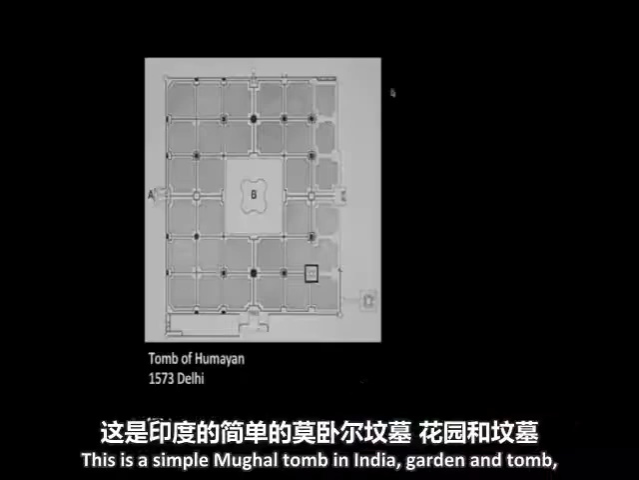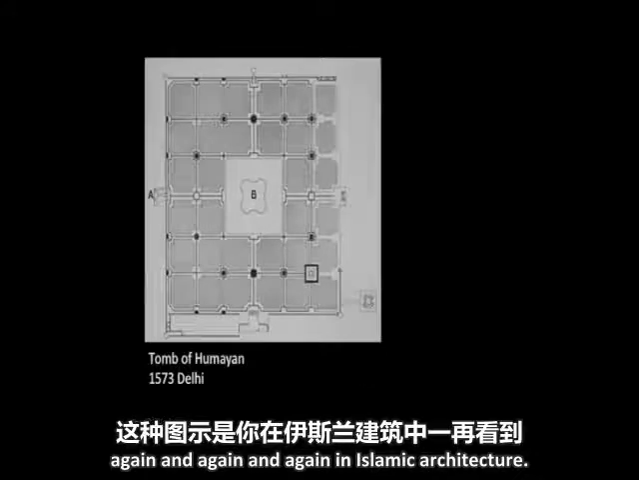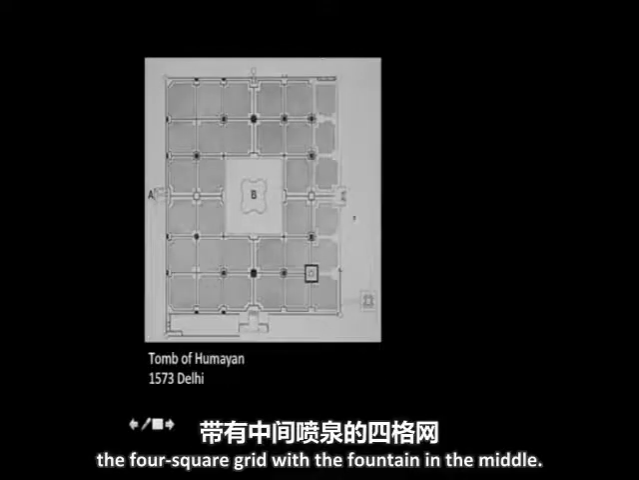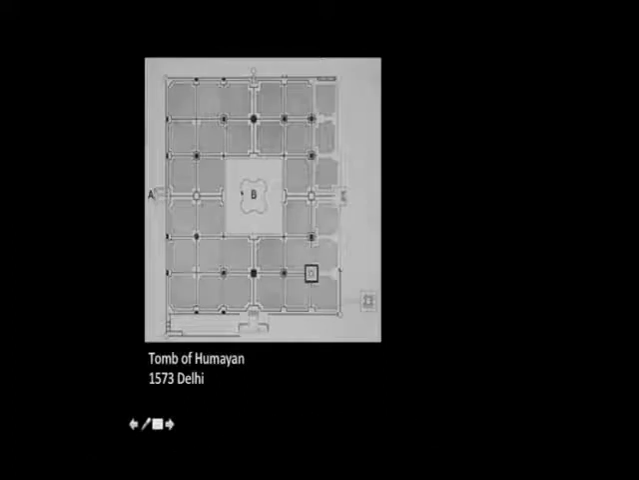This is a simple Mughal tomb in India, garden and tomb. Tomb in the middle, the diagram. And it's a diagram that you see again and again and again in Islamic architecture. It is the diagram of the Paradise Garden, the 4-square grid with a fountain in the middle. It's the diagram of the Lion Court.